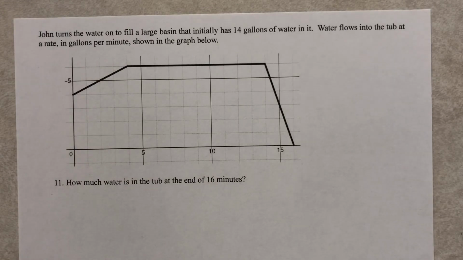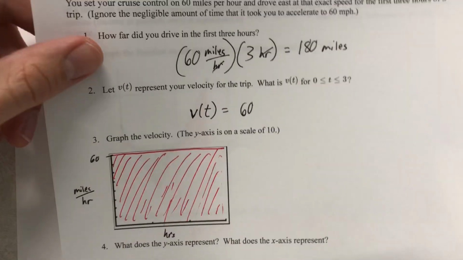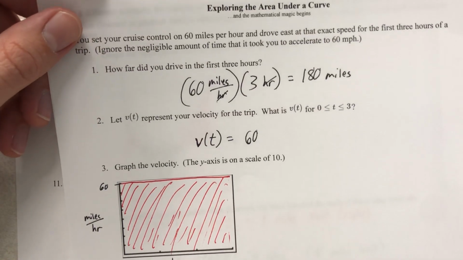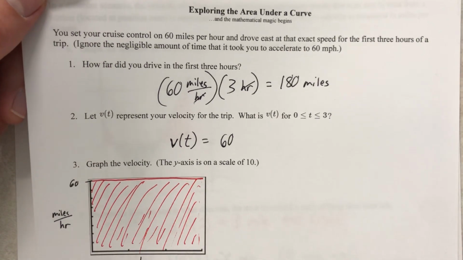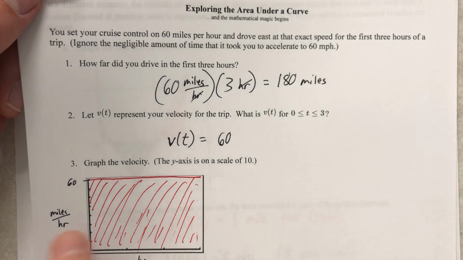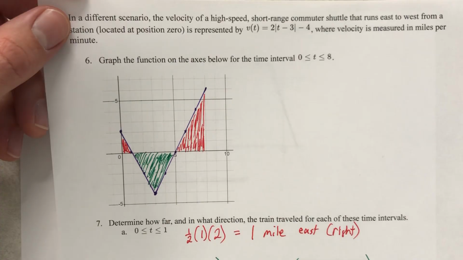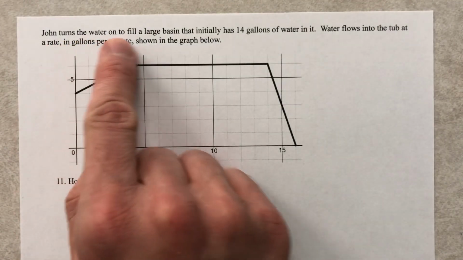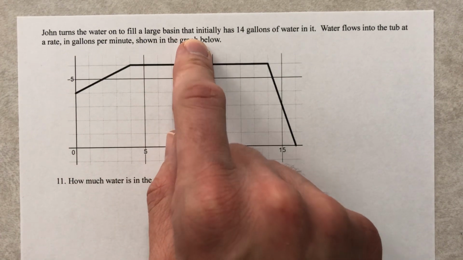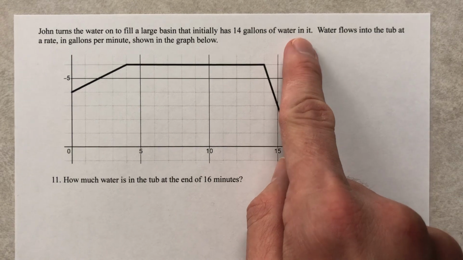Our first two examples dealt with driving in cars, riding in trains, and they both dealt with rates. It's a rate of change, but not every rate of change is velocity. It's not always the rate at which you are traveling, miles per hour, or in this case it was miles per minute. Now it is going to be John turning on the water to fill a large basin, like a tub of water, that initially has 14 gallons of water in it. We have a starting point.